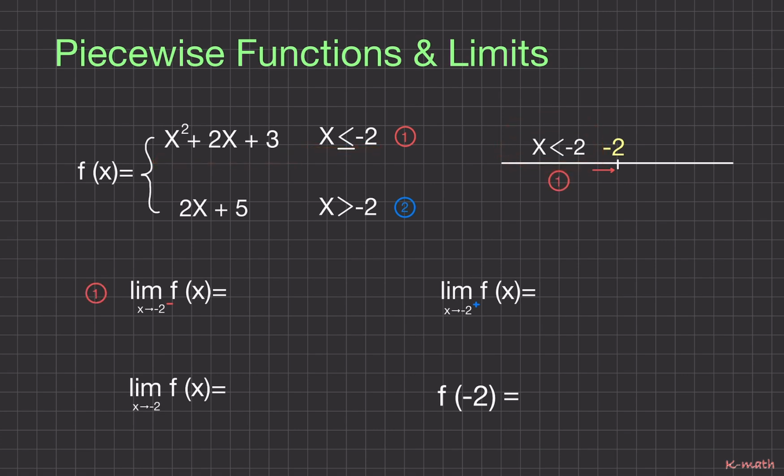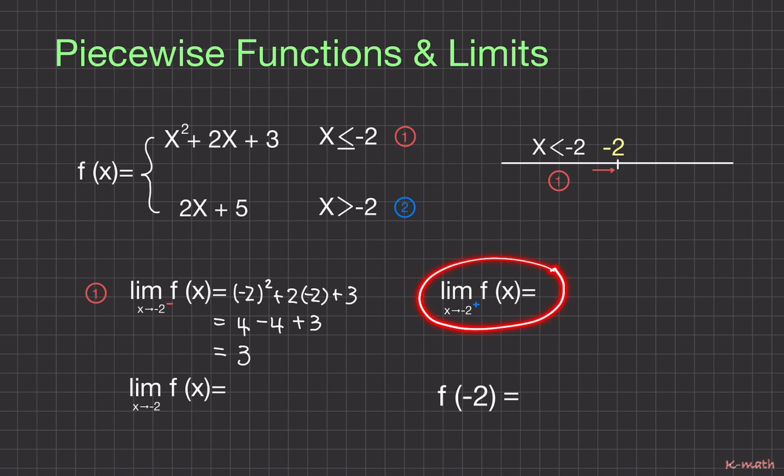Now, if we plug x equals minus 2 here, we get minus 2 squared plus 2 times minus 2 plus 3, which is 4 minus 4 plus 3. And that gives me 3. Now, let's check the right side.